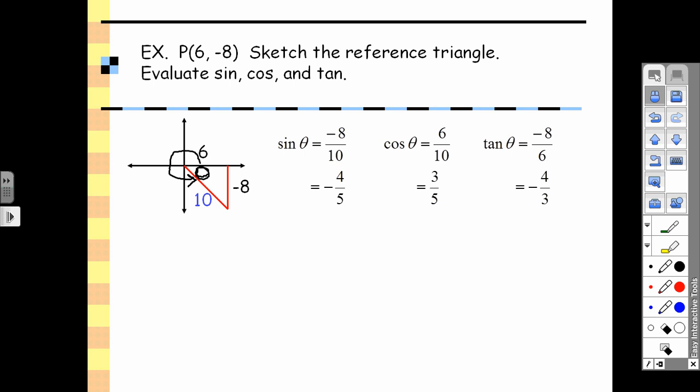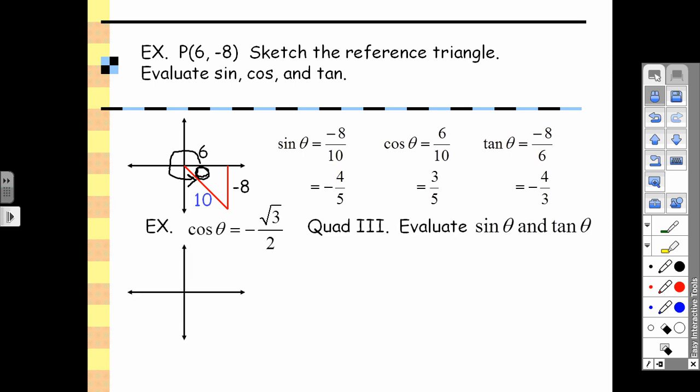Okay, next example. This time, they're telling us the cosine of theta is this ratio, negative √3 over 2. They're also telling us what quadrant we're in, and they need to tell us that. I'll explain why in a minute. And then they're going to ask you to evaluate something. So in this case, they tell us that our ray is going to be in the third quadrant. So we're going to go ahead and draw that in. And then we're going to draw in our reference triangle up to the x-axis.